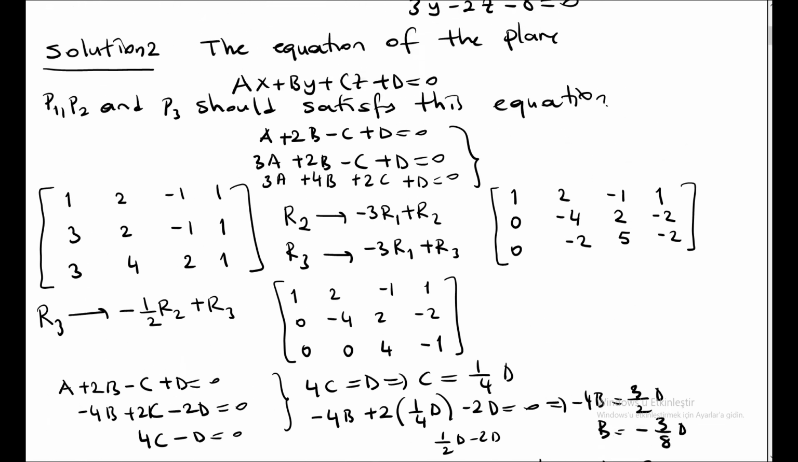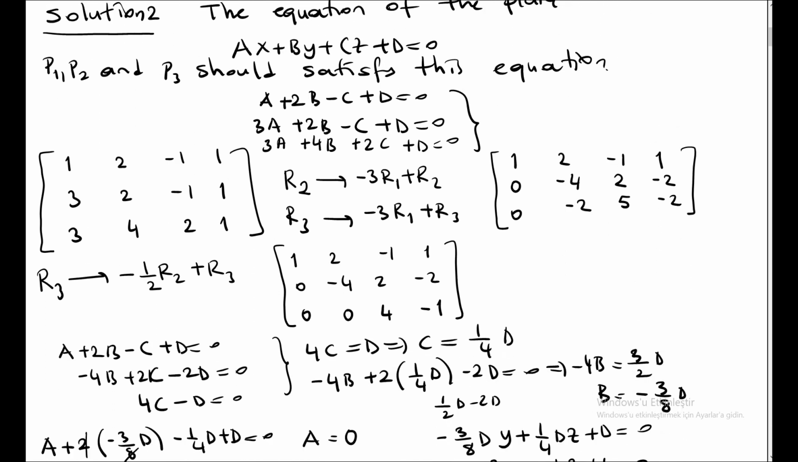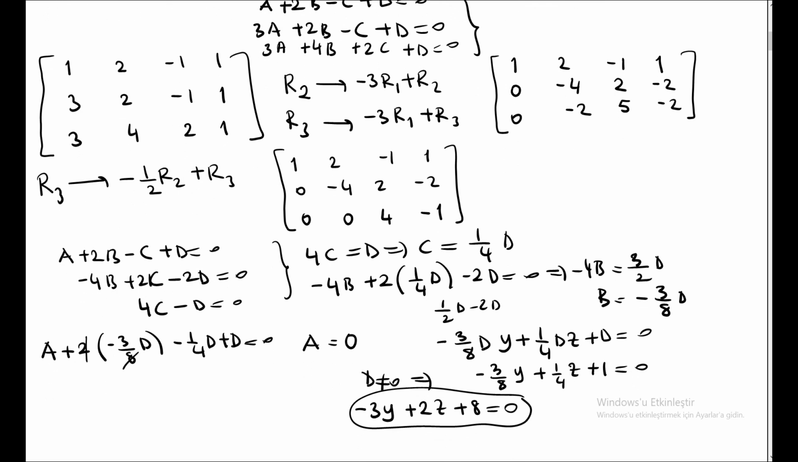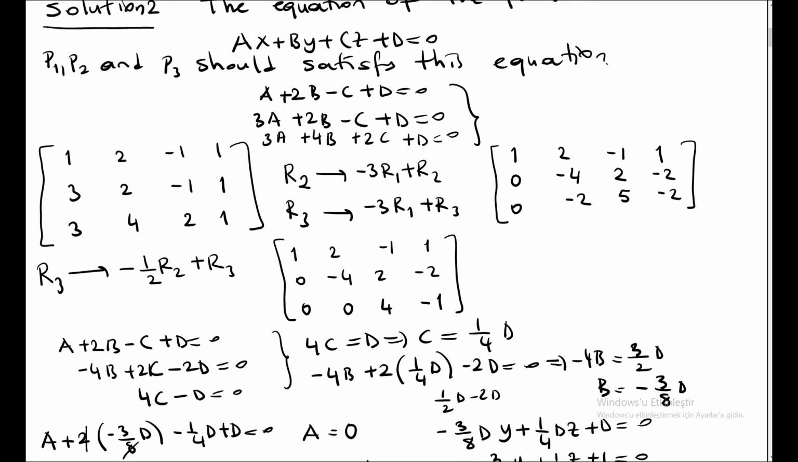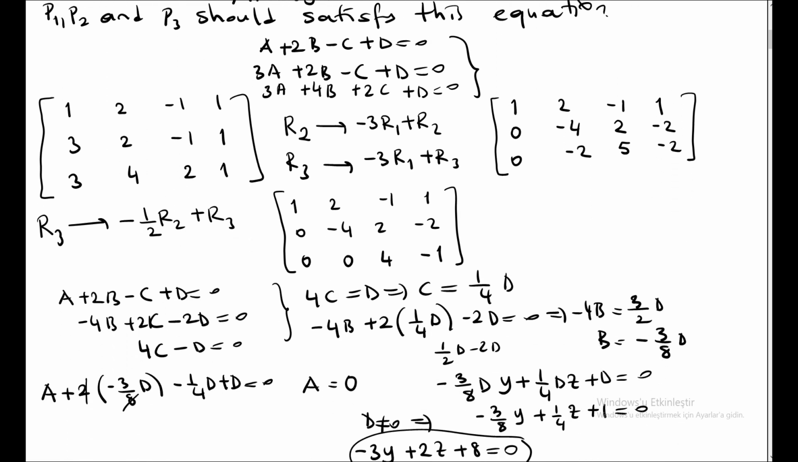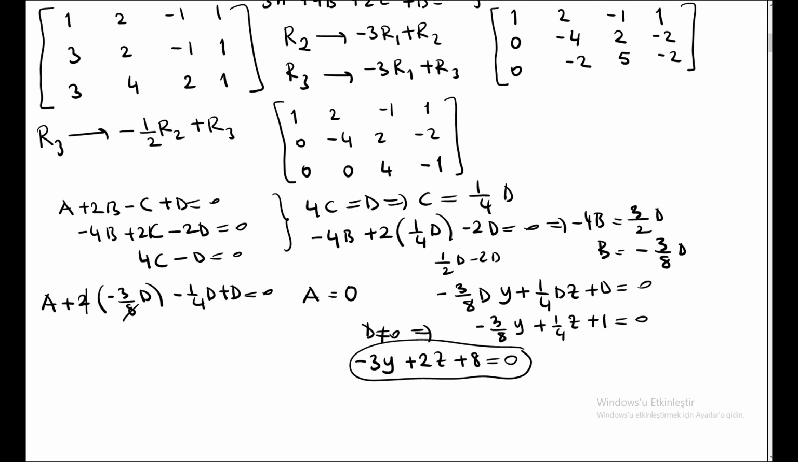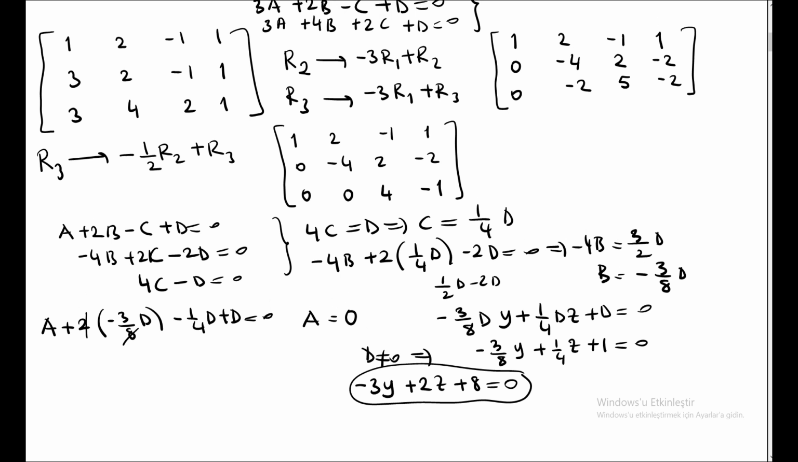If you compare this one and this one, they will be the same, right? The equation is the same: 3 times y, negative 2 times z, negative 8. So this is the same. Okay, this is the second method.